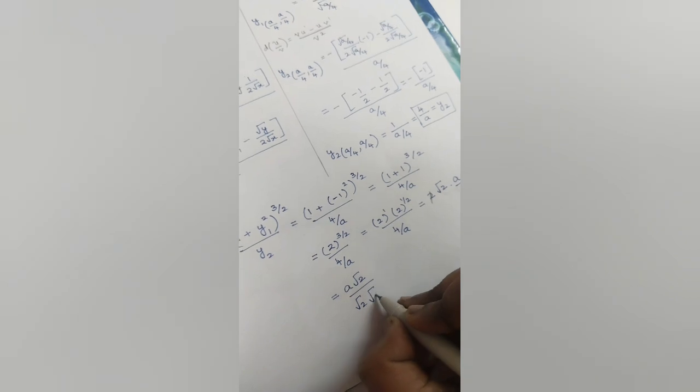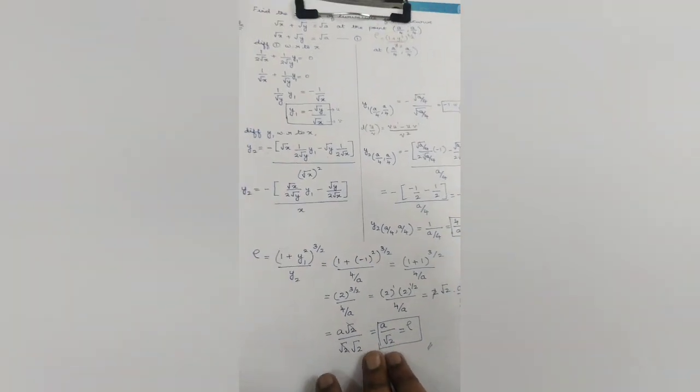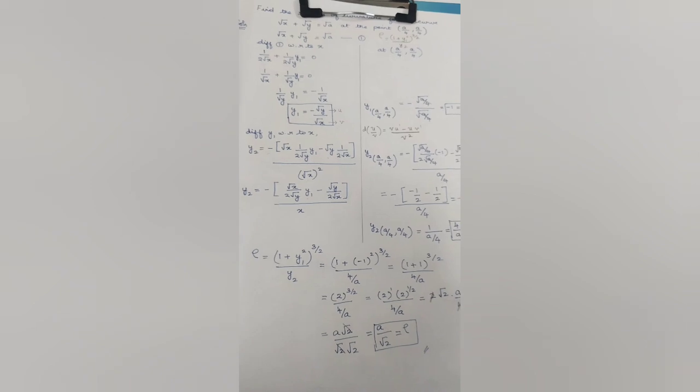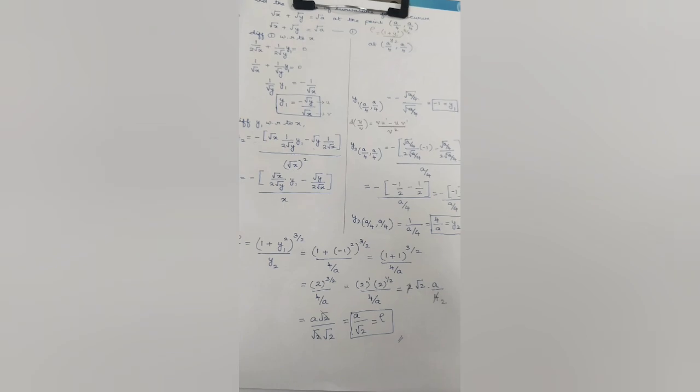So 2 can be written as root 2 into root 2. So again one root 2 will get cancelled. You will be left with a by root 2. So this is equal to your radius of curvature. So the radius of curvature of root x plus root y is equal to root a at the point a by 4, a by 4 will be a by root 2.